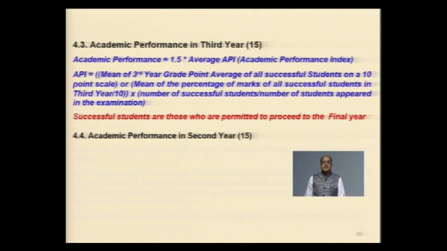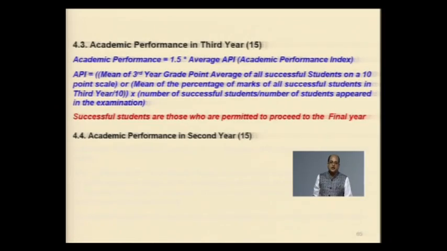Now the answer to this is, if 100% of the students score 100% of the marks, then only will the program get 100% marks. Because of the 1.5, if you look at the mean of percentage of marks of all successful students, assume that each student got 100% in third year, then the mean will come to 100%. 100 divided by 10 will become 10, and 1.5 into 10 will become 15.